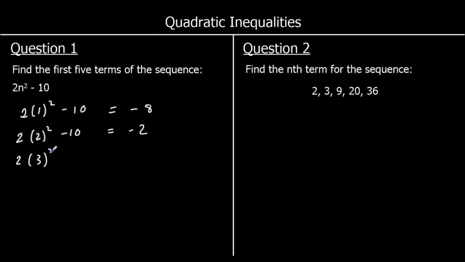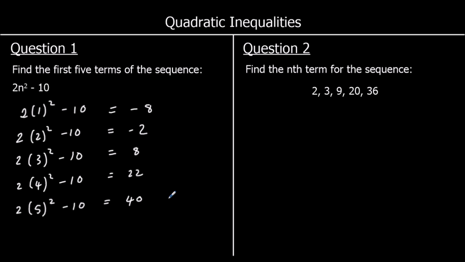The third term is when n is 3. 3 squared is 9. 2 9s are 18. 18 take away 10 is 8. The fourth term is when n is 4. So 4 squared is 16. 2 16s are 32. 32 take away 10 is 22. And the fifth term is when n is 5. 5 squared is 25. 2 25s are 50. 50 take away 10 is 40. So they are the first 5 terms.